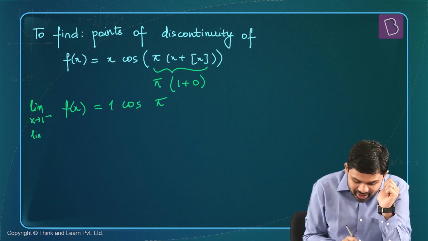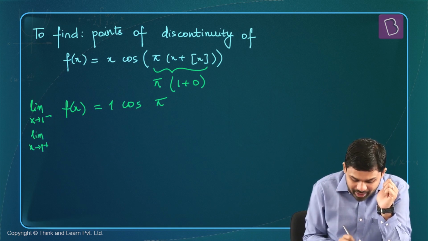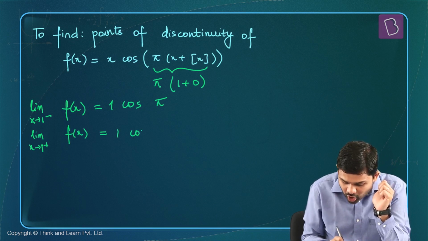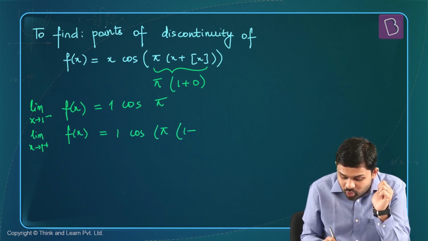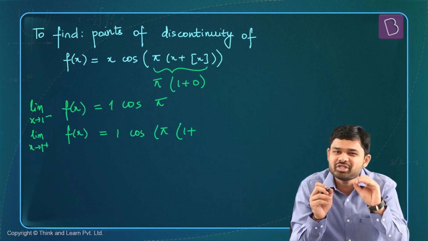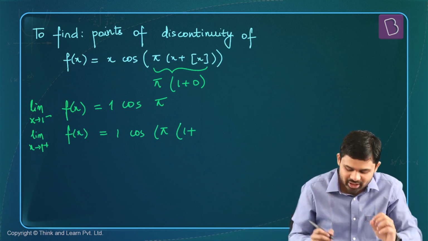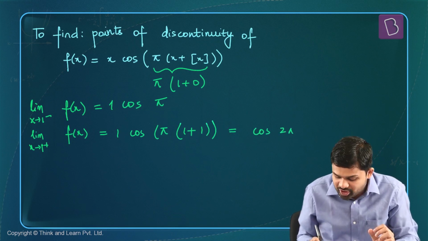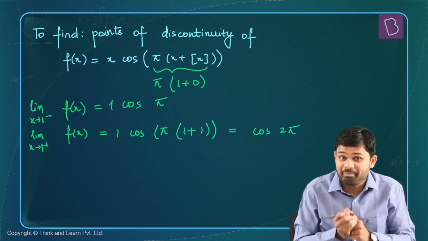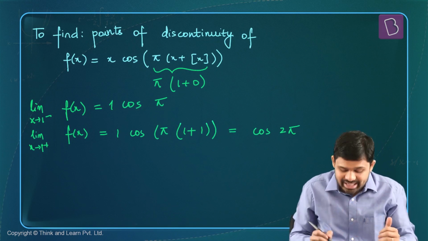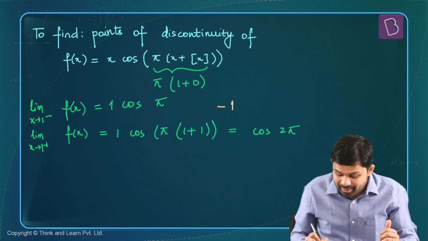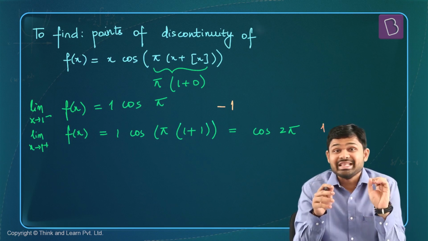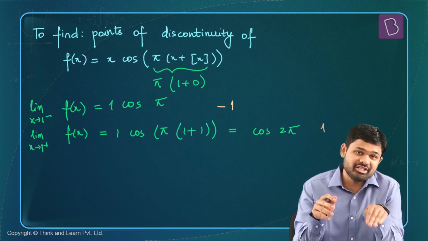But what happens on the right hand side? Well, when you come from the right hand side, this is going to be equal to 1 times cos of pi into 1 plus, now the greatest integer of some number which is slightly more than 1 is going to be equal to 1. So this is going to be equal to cos 2 pi. So cos pi, if you notice, equals negative 1, but cos 2 pi is actually equal to 1. So the limit does not exist at this point.